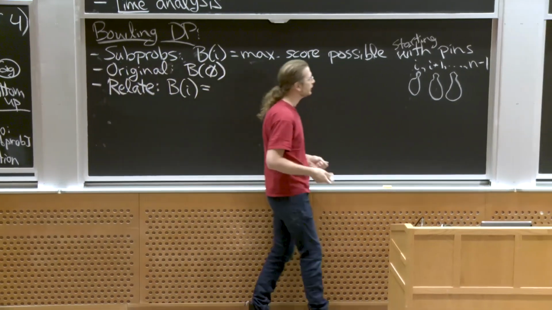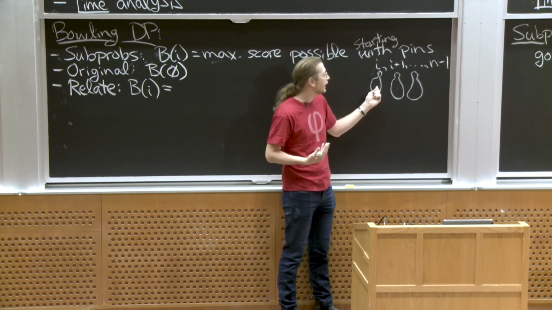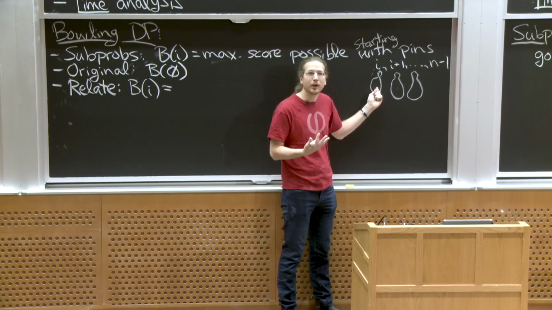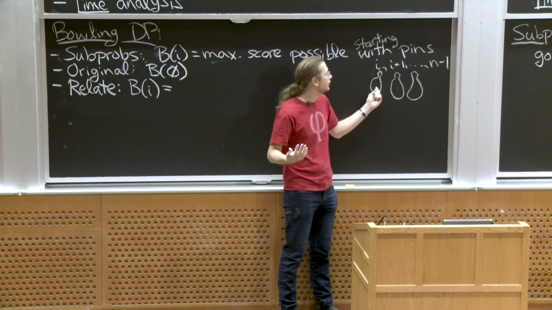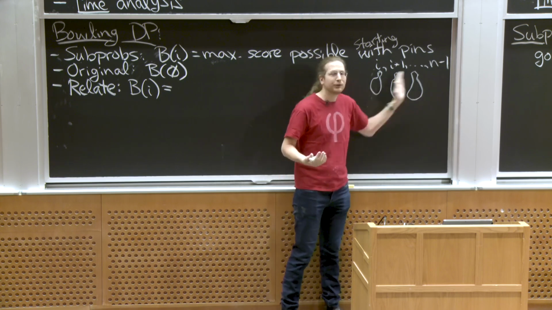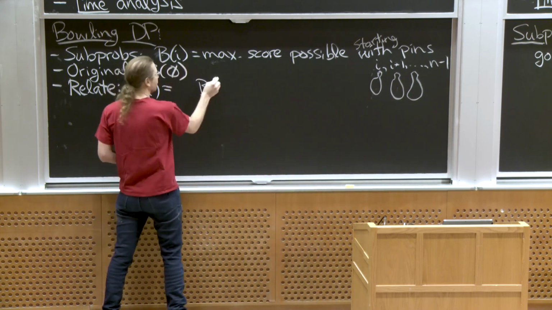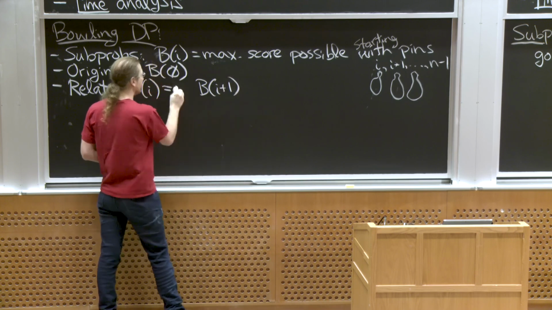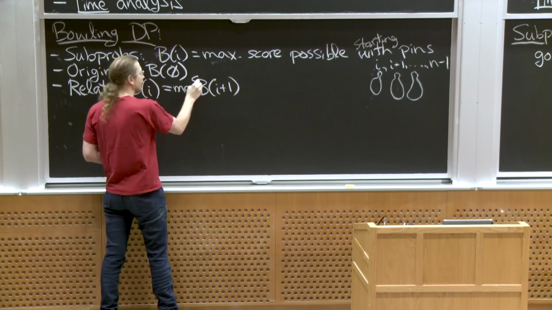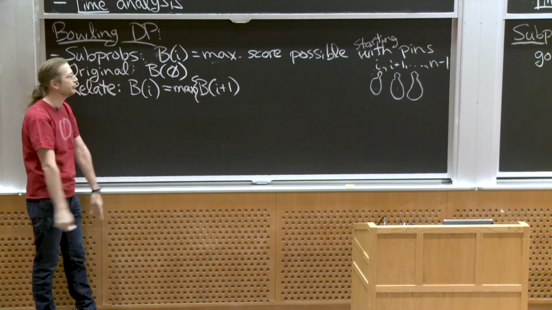Well, the idea is to just look at pin i and think, what could I do to pin i? I could not hit it ever with a ball. I could skip it. That's one option. What would be my score then? Well, if I skip pin i, that leaves the remaining pins, which is just a smaller suffix. So that is B of i plus 1. I'm going to write a max out here because I'd like to maximize my score. And one of the options is forget about pin i, just solve the rest.